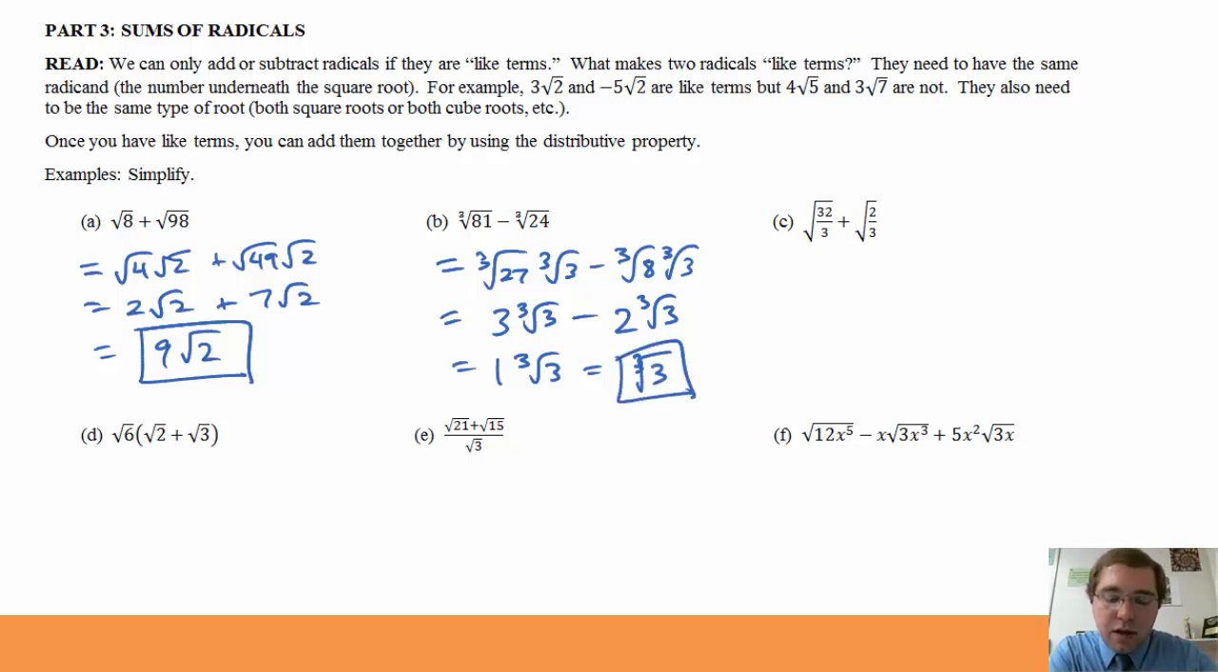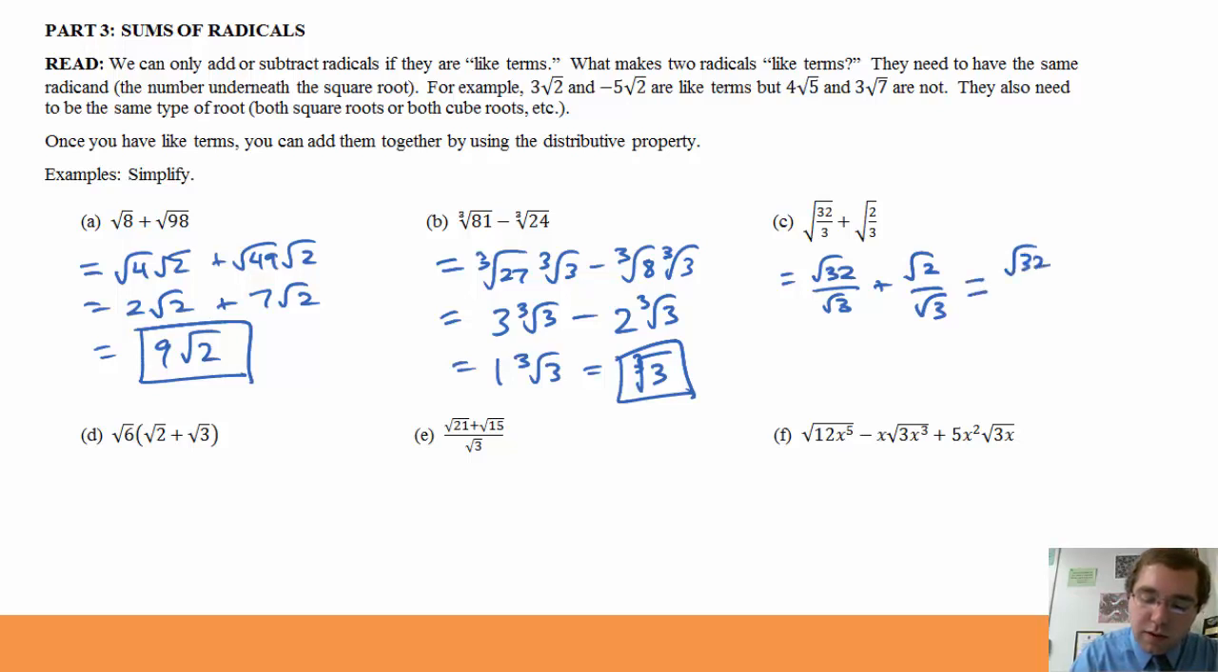Example C. Square root of 32 over 3 plus square root of 2 over 3. Okay? I can rewrite this as the square root of 32 over square root of 3 plus the square root of 2 over the square root of 3. Right? And then I can write that as one fraction. Square root of 32 plus the square root of 2 over the square root of 3.